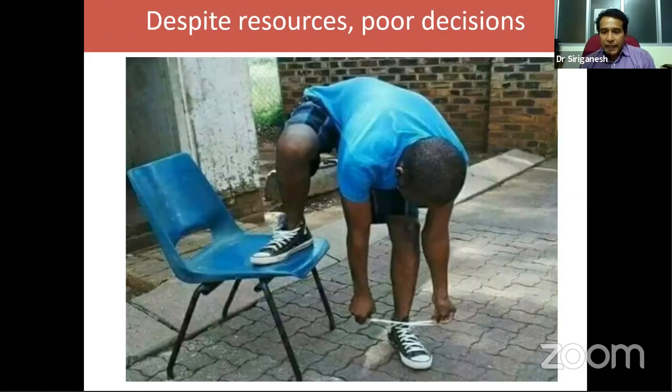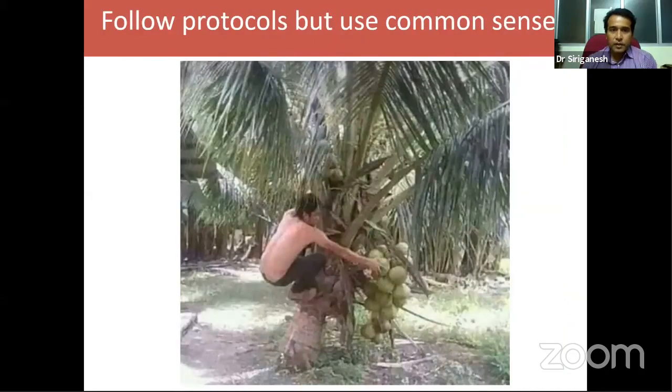But where the guidelines are available, where evidence is robust, we should not make poor decisions. Like this person has a resource that is available for him to tie his shoelace, but he is not making that judicious decision. So we should avoid making such wrong decisions when evidence and guidelines are available.